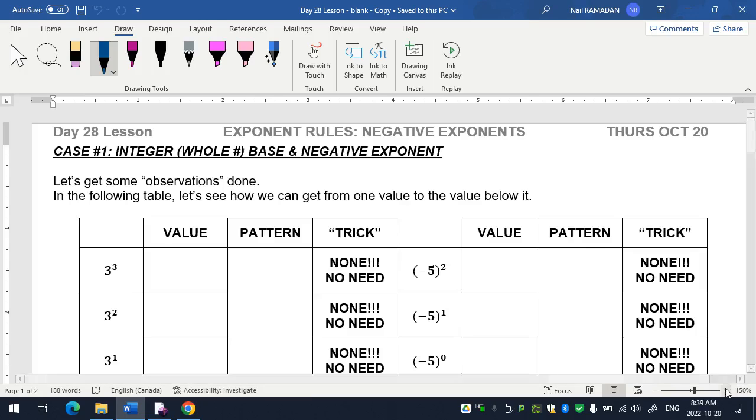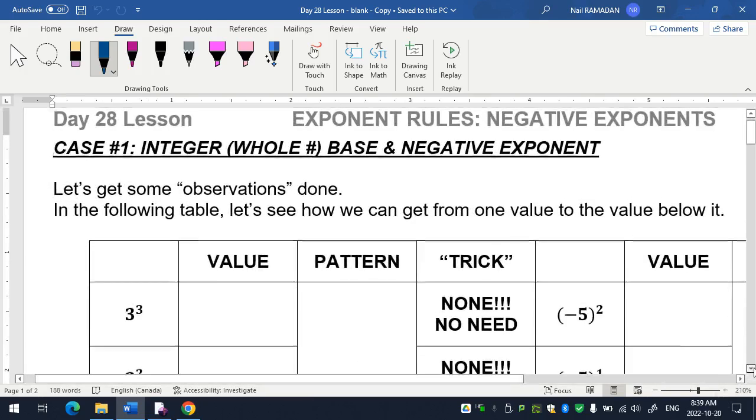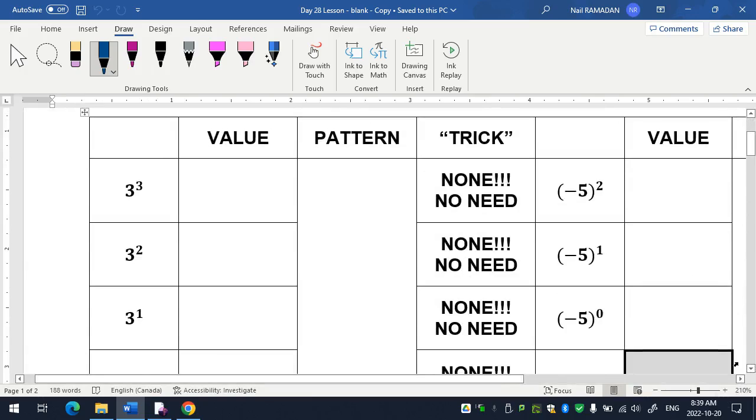So all we have to do is basically fill the value column first. What's 3 to the power of 3? So 3 times 3 times 3. 27. We do not have a disagreement there. So go ahead and just write, I'm going to do it in blue, 27.